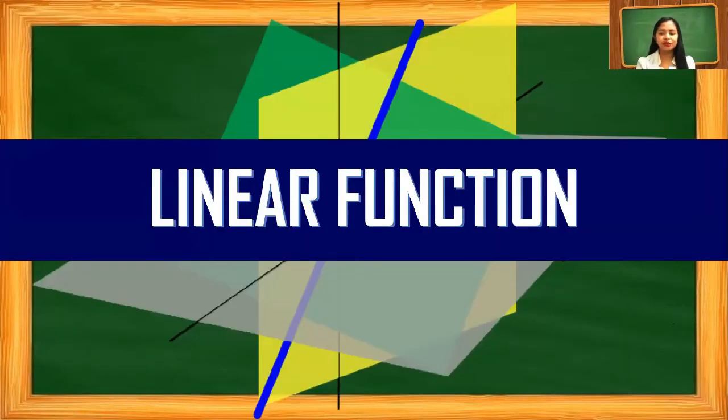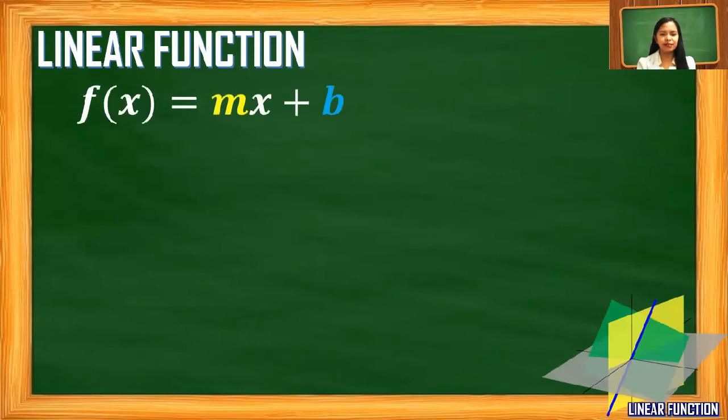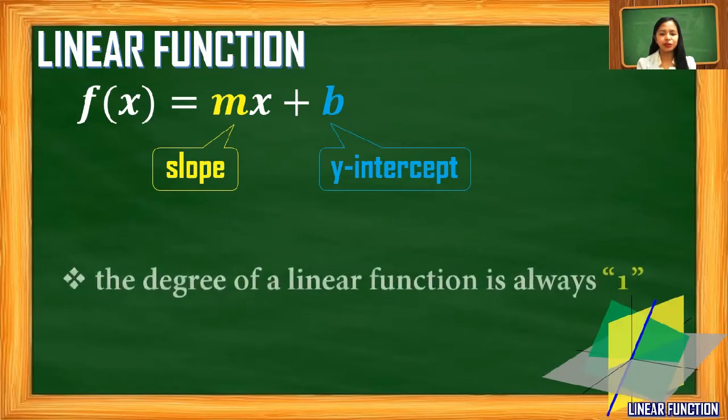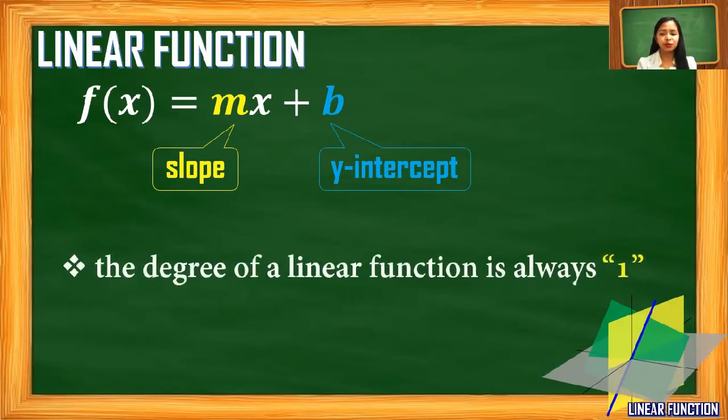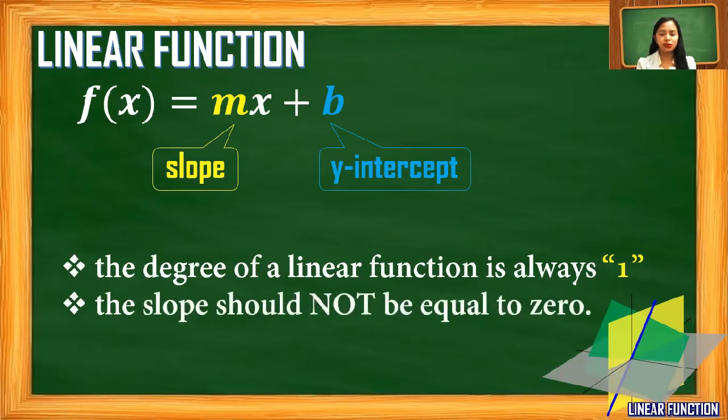Now, let's proceed to the linear function. A linear function is in the form f of x is equal to mx plus b, where m is the slope and b is the y-intercept. And this is very familiar to us because it was already discussed in the lower years. To define further, the degree of a linear function is always equal to 1, and the slope should not be equal to 0.